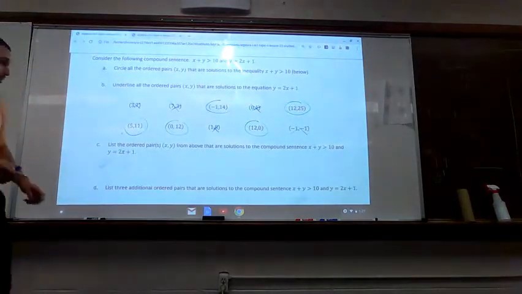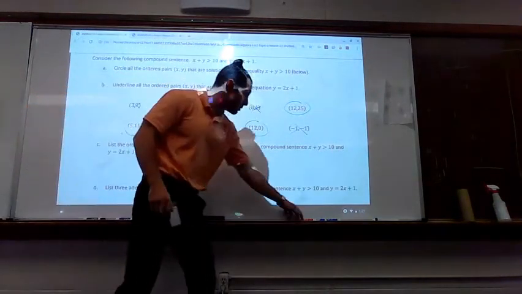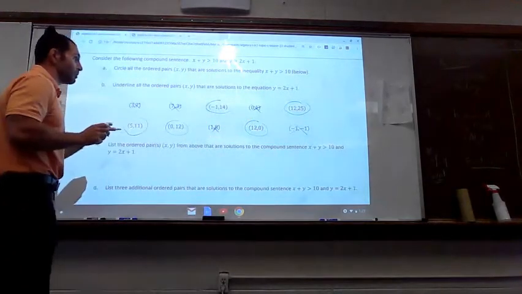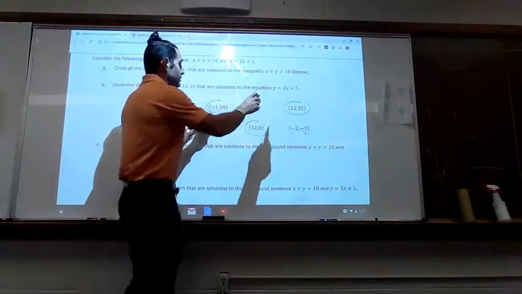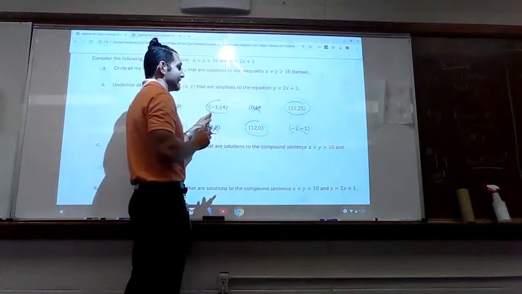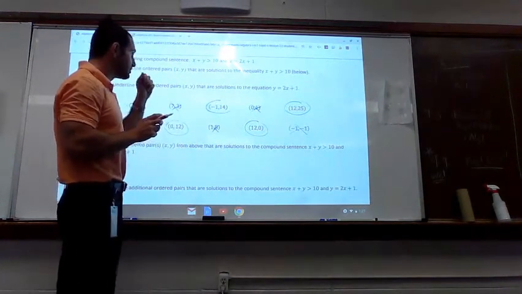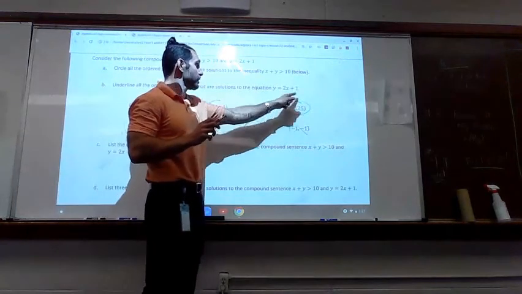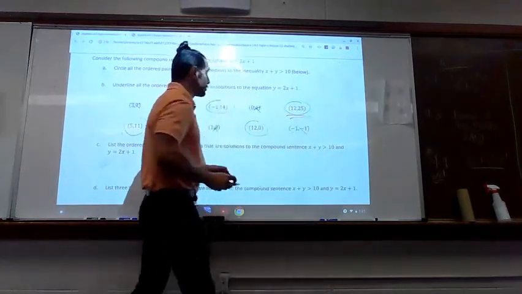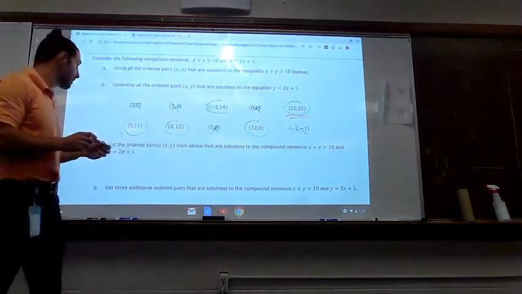Then underline the ordered pairs that are solutions to this equation. Well, here we go. Negative 1 goes in for x. 2 times negative 1 is negative 2 plus 1. Well, that doesn't give me an answer. 2 times 12 is 24 plus 1 is 25. Aha! So that works for both equations. Love it.